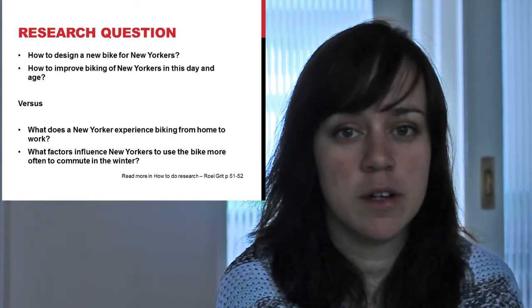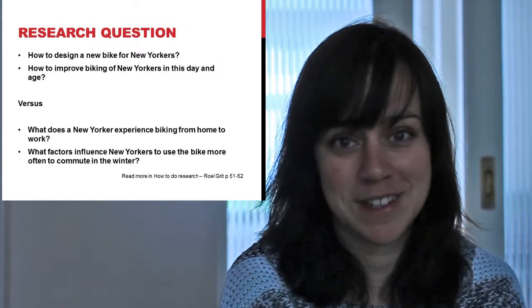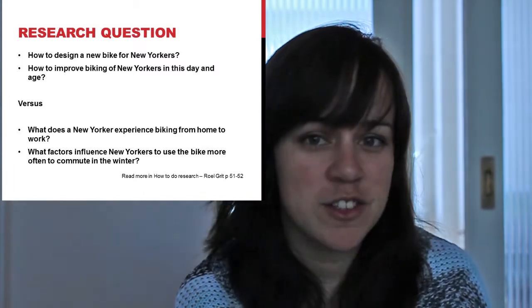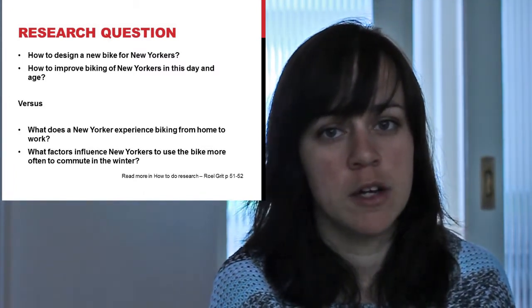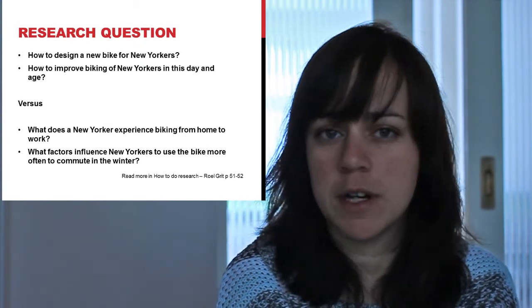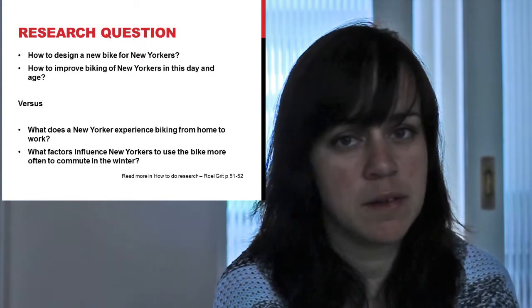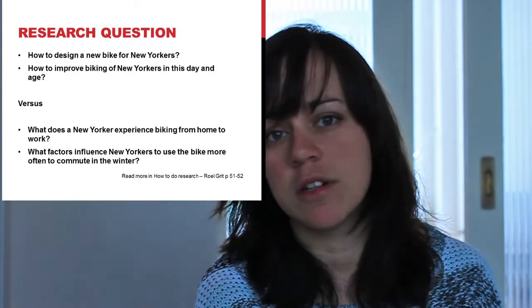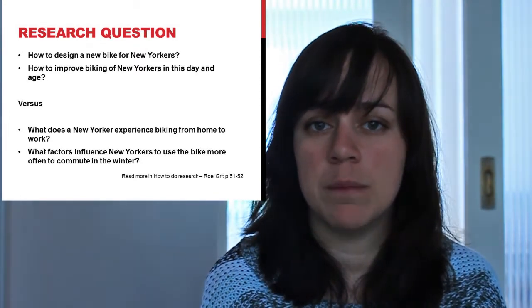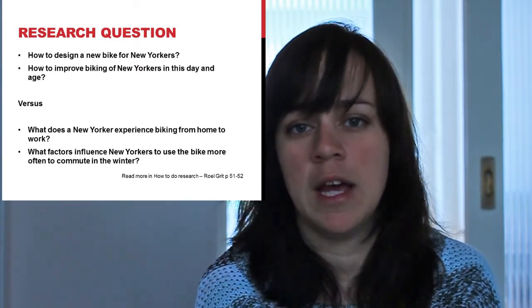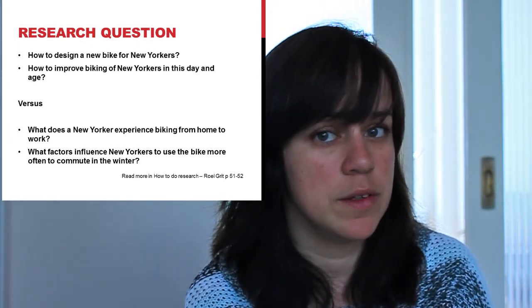The fourth question, the second from the second example, is what factors are influencing New Yorkers to use the bike more often to commute from home to work? This is a very specific question, and you will need a specific method that can give the right answer and the right results for this question. But it's really helpful because it is so specific. It will lead to factors, and these factors can help you in design later on as well.